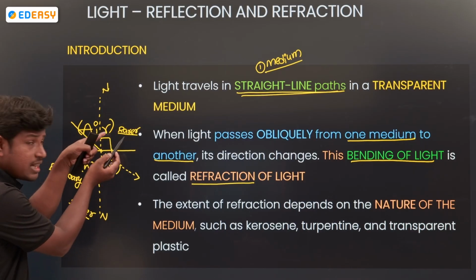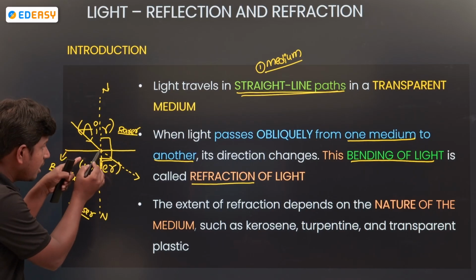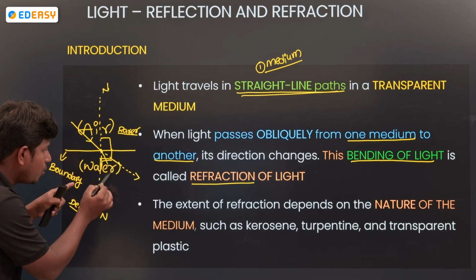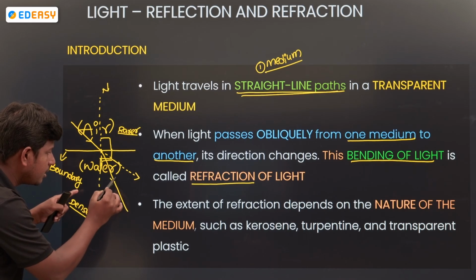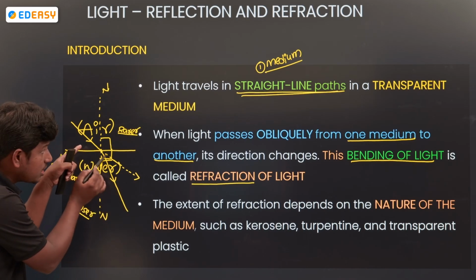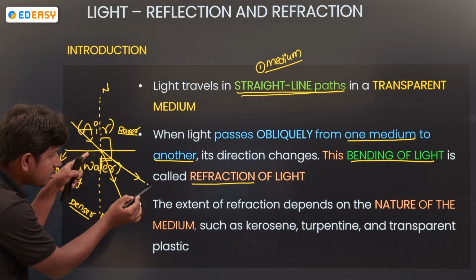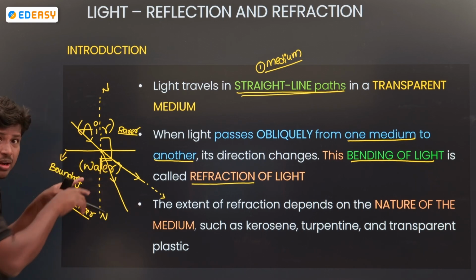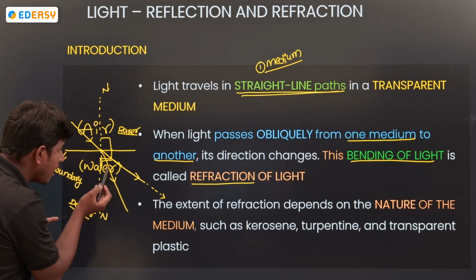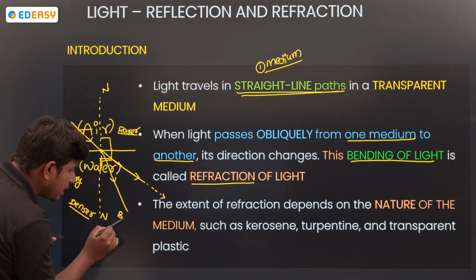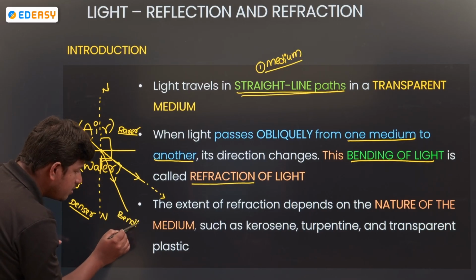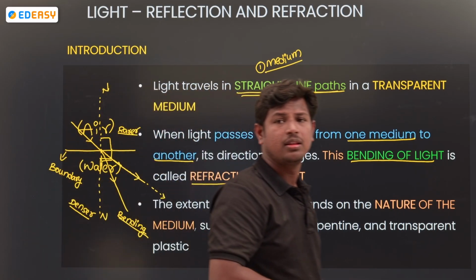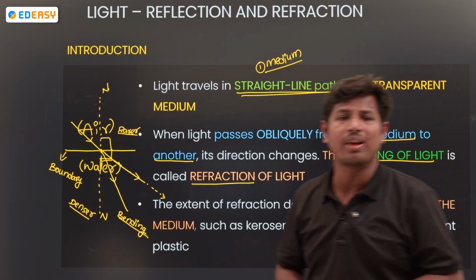See, when light enters from rarer to denser, the ray bends towards the normal. This is the actual direction of the light ray, but what happened? It is bending towards the normal. Here it is bending now. This bending property we call refraction.